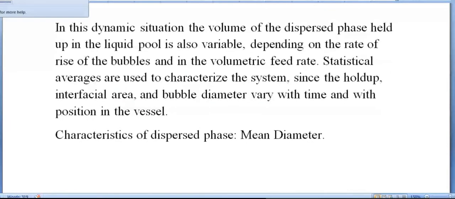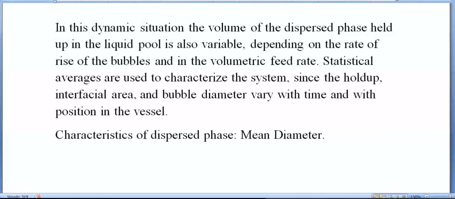In this dynamic situation, the volume of the dispersed phase held up in the liquid pool is also variable depending upon the rate of rise of bubbles and the volumetric flow rate. So you can fix this also. If you try to change the volumetric flow rate of gas to the liquid, then definitely the number of air bubbles will also change. But what we want, I said already, take out the handle. Fix the position of the handle. Don't disturb it. Which handle am I talking about? I'm talking about the valve.